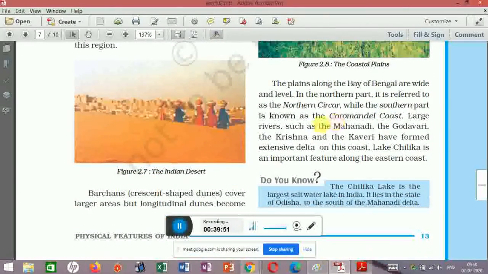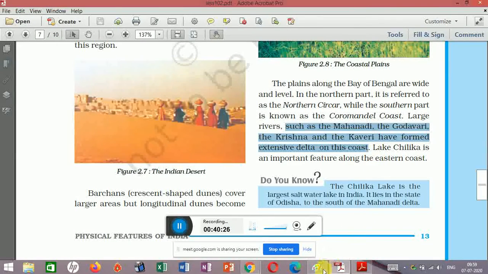Next we have the plains along the Bay of Bengal, which are wide and level. The Eastern Coastal Plain is wider than the Western Coastal Plain, and it is a level land. In the northern part, it is referred to as the Northern Sarkar, and the southern part is known as the Coromandel Coast. Large rivers such as Mahanadi, Godavari, Krishna, Kaveri have formed extensive deltas along this coast. And Chilika is an important lake along the east coast.